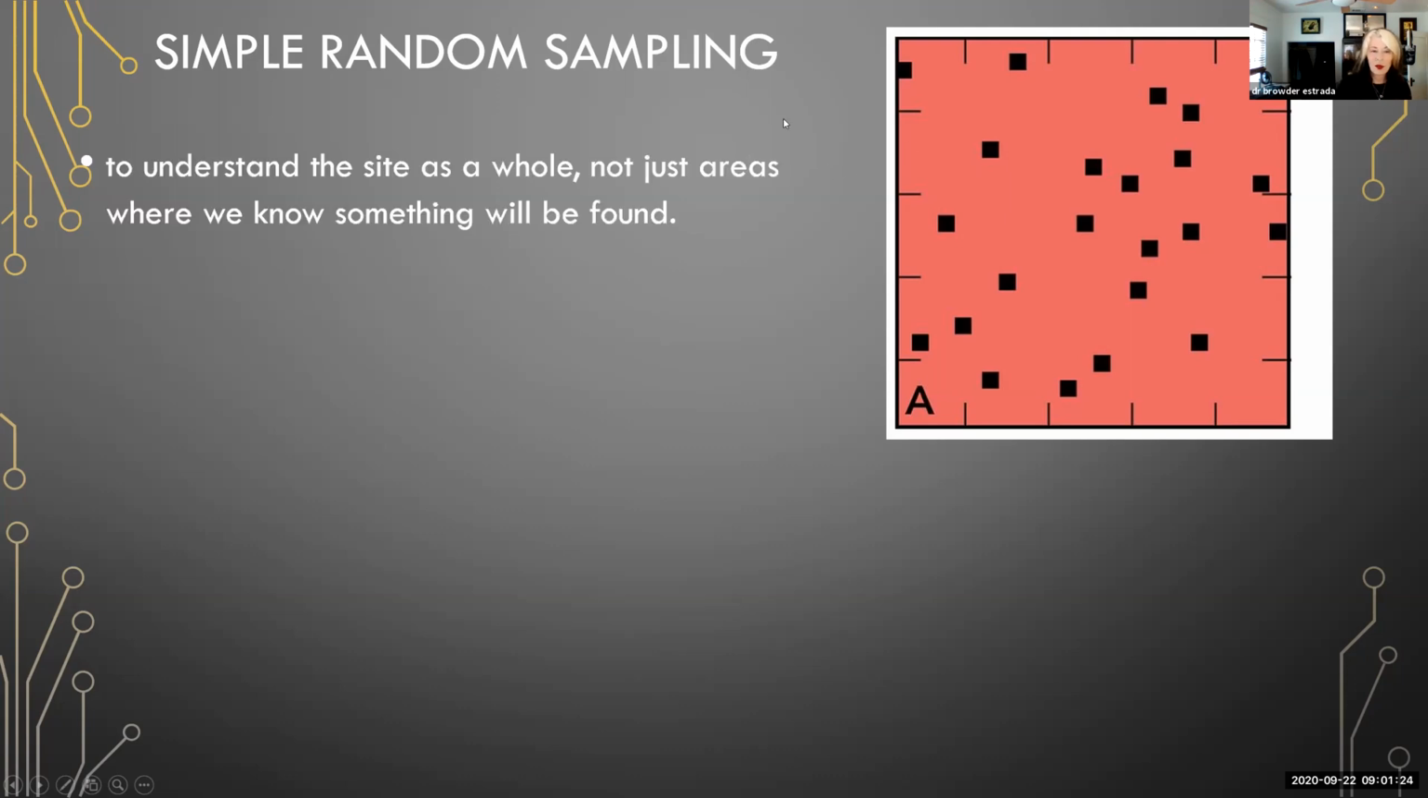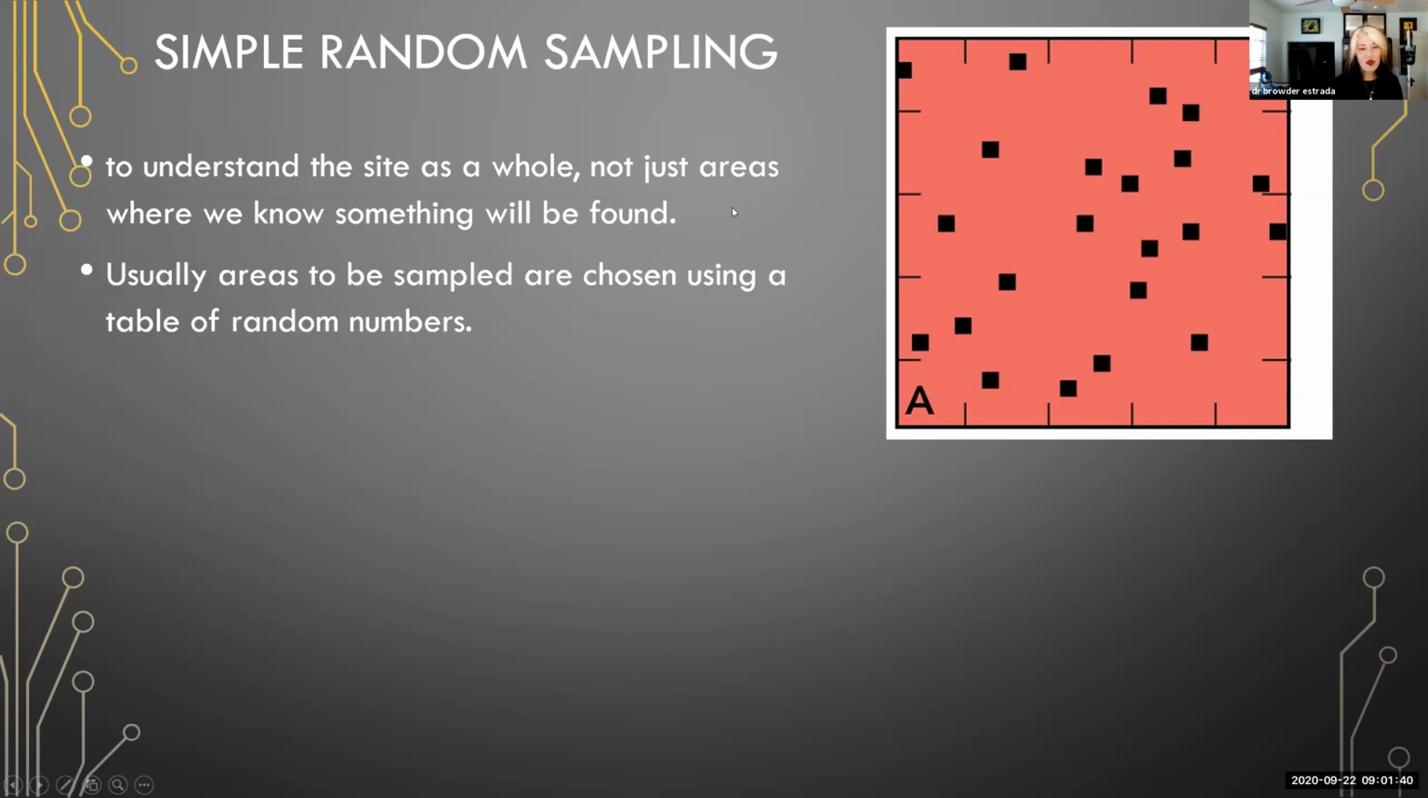So simple random is just looking to understand the site as a whole, not areas where somebody walking on the surface found something and they're very interested in digging right in that spot to see what else is below it. So they use a table of random numbers, generated by a simple computer program. Not simple for me, but for people that do this, simple. The archaeologists get help from the tech folks.